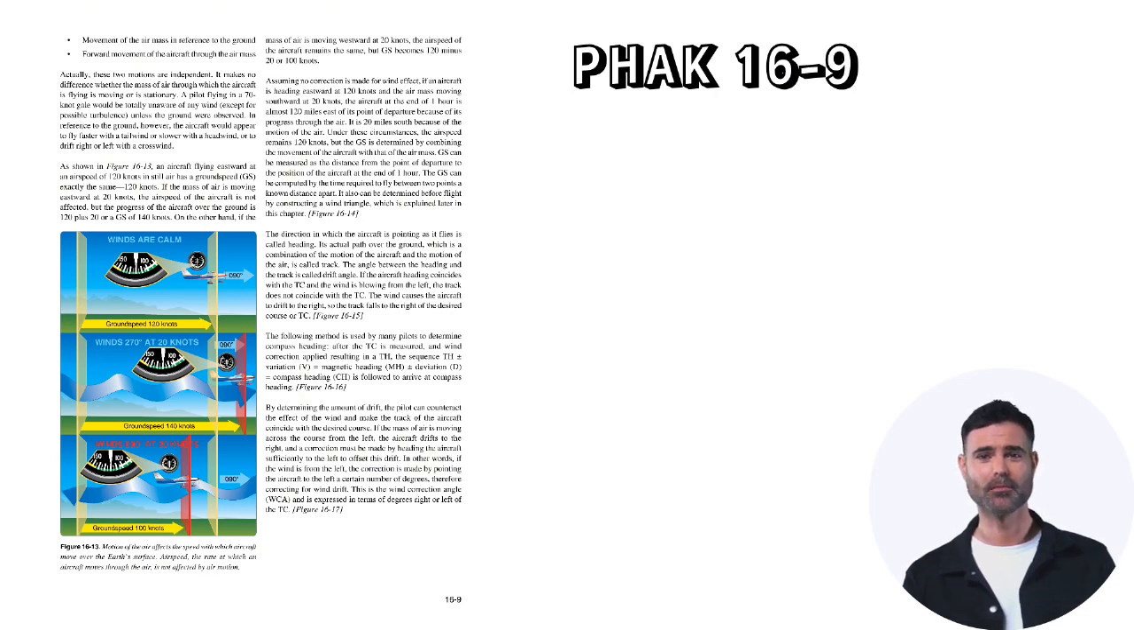Assuming no correction is made for wind effect, if an aircraft is heading eastward at 120 knots and the air mass is moving southward at 20 knots, the aircraft at the end of 1 hour is almost 120 miles east of its point of departure because of its progress through the air. It is 20 miles south because of the motion of the air.